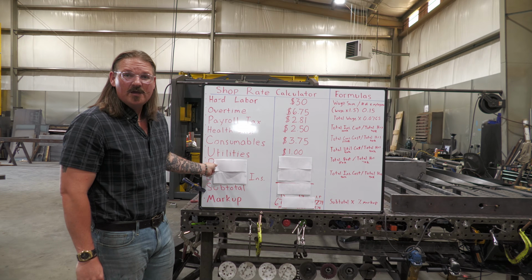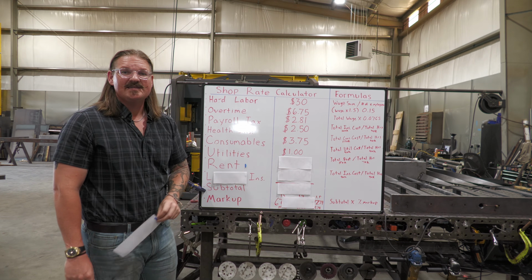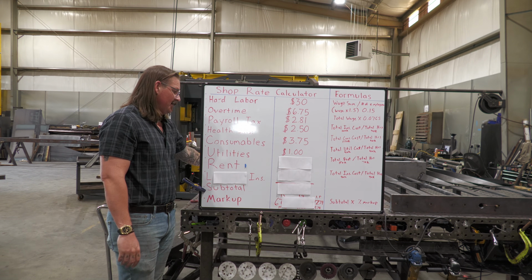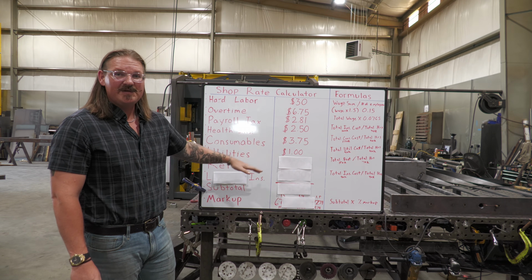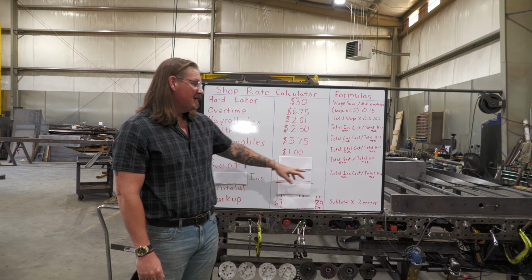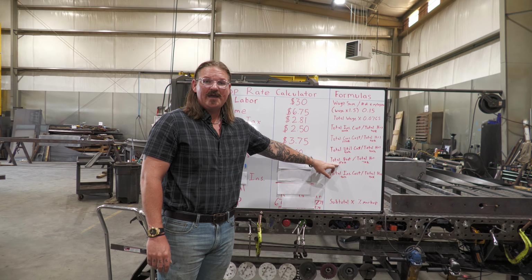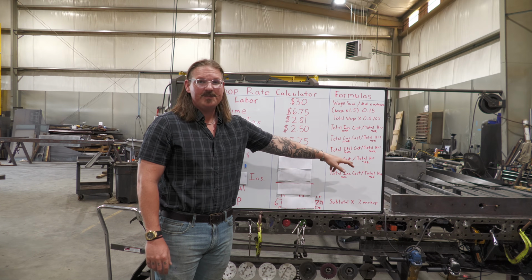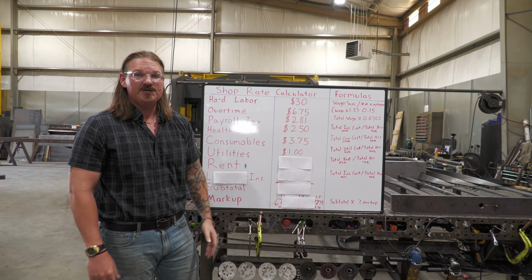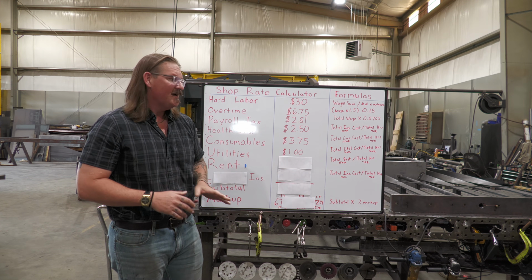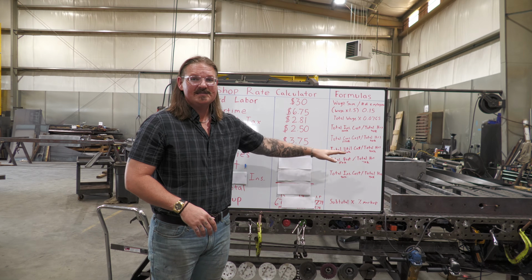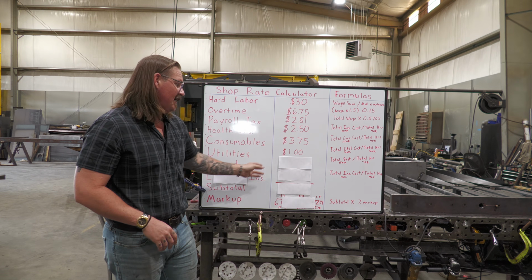Next up, we have rent. This shouldn't surprise anybody either. Pretty common knowledge. You guys have to have a building to work in, and that building costs money. So you're going to take your total rent for the year and divide it by the number of hours that you work. You can do it by the month, you can do it by the year, you can do it by the week. However you guys want to slice it up, this math problem is going to give you the correct number at the end.